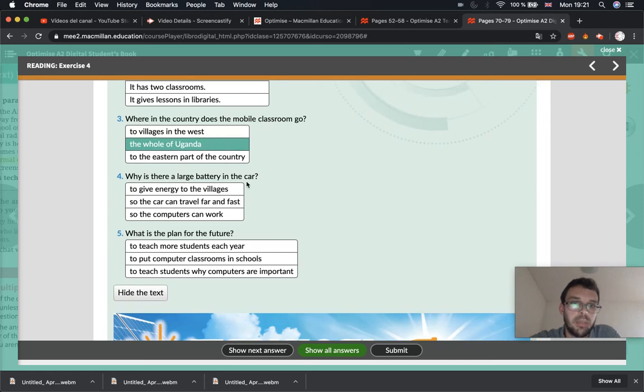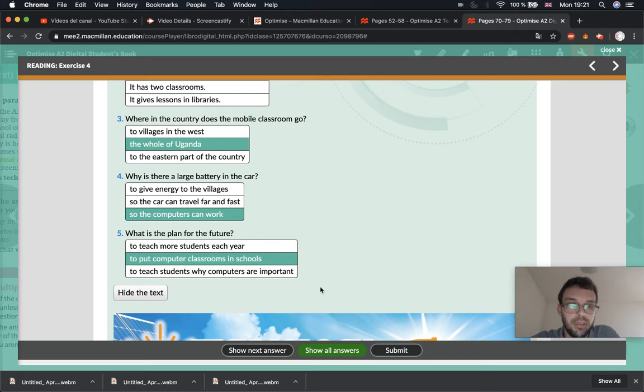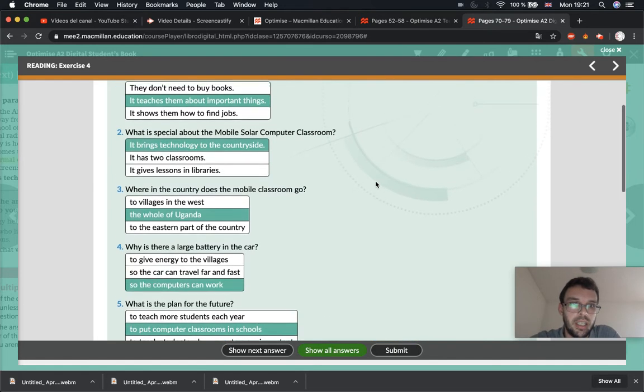Why is there a large battery in the car? So the computers can work because they don't have electricity. Okay. What is the plan for the future? To put computer classrooms in schools. Okay, so these are your answers.